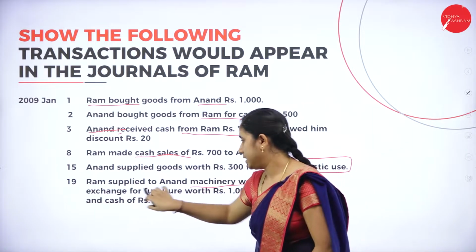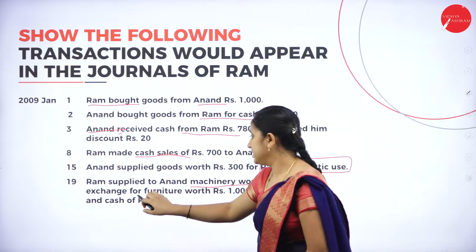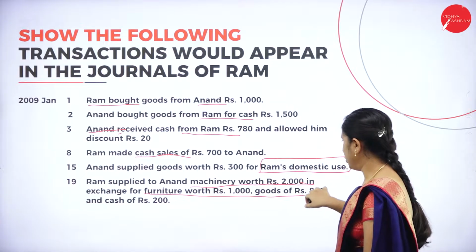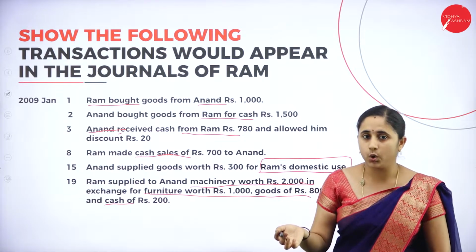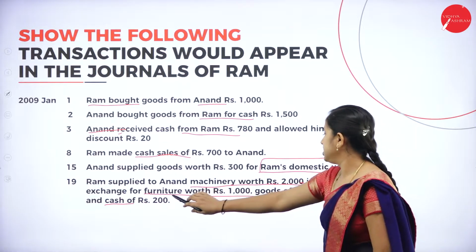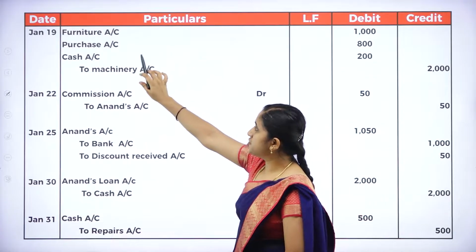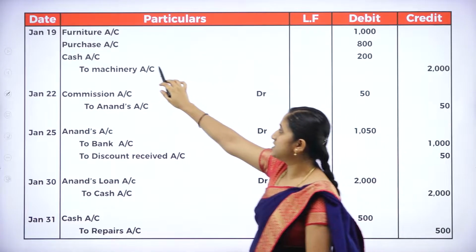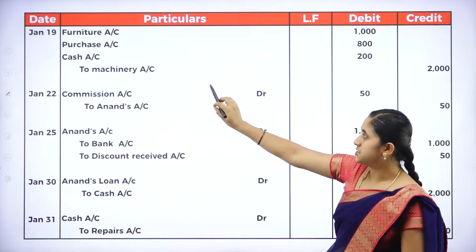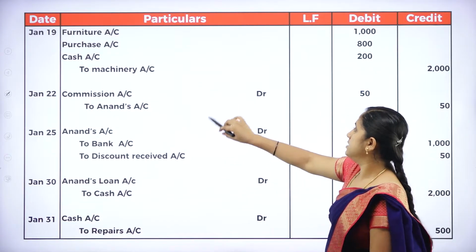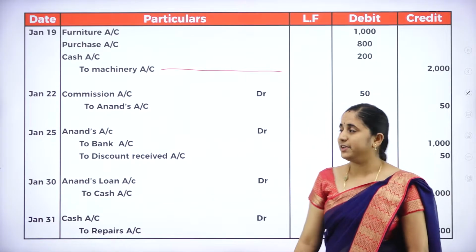Next, Ram supplied to Anand machinery worth rupees 2000. That means Ram supplied machinery to Anand. In return, he received furniture, goods and cash. So, for Ram, machinery is going out and furniture, goods and cash are coming in. Debit what comes in: furniture, goods, that means purchase, and cash what is coming in. In return machinery is going out. So, you need to credit the machinery.